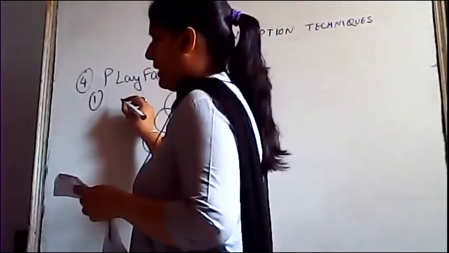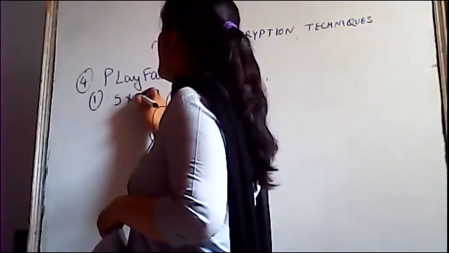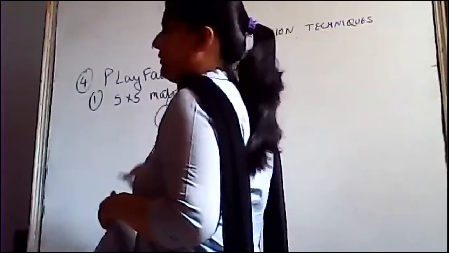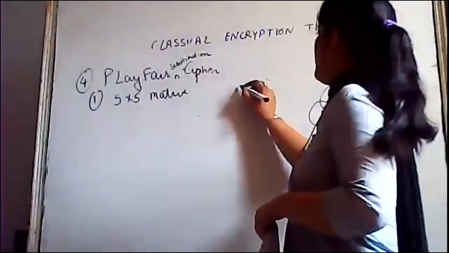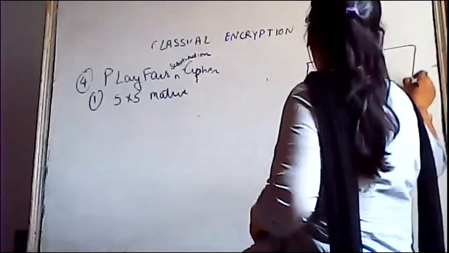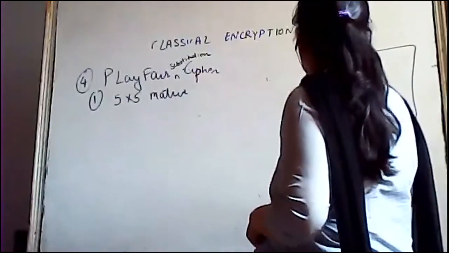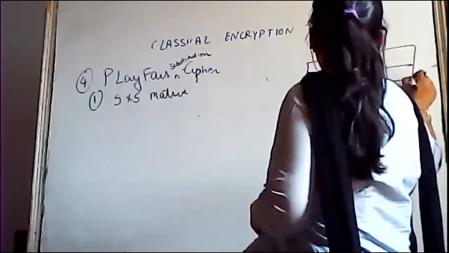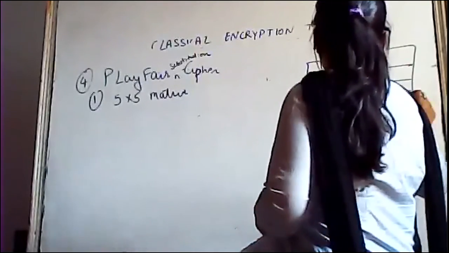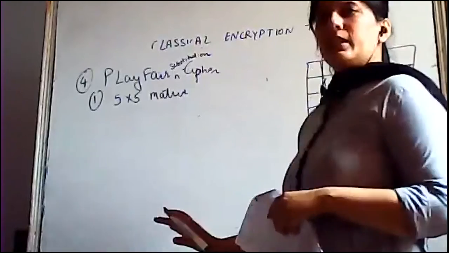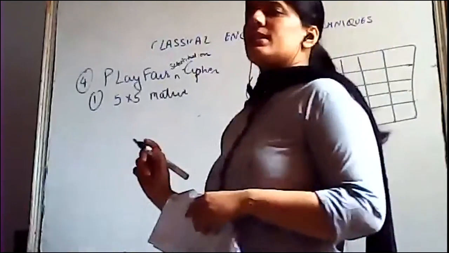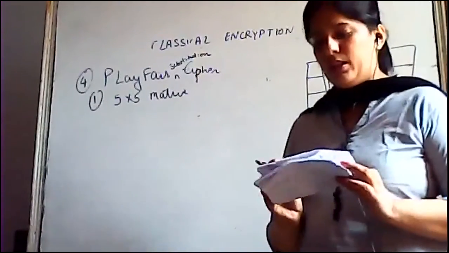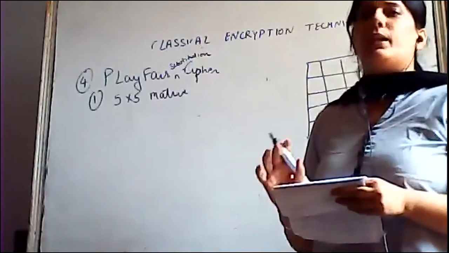The very first is that we always use a 5 by 5 matrix in Playfair. So every time, what type of matrix are we using? That is 5 by 5, meaning 5 rows and 5 columns. Clear? So the first rule of this Playfair substitution cipher is that we have to use that 5 by 5 matrix.